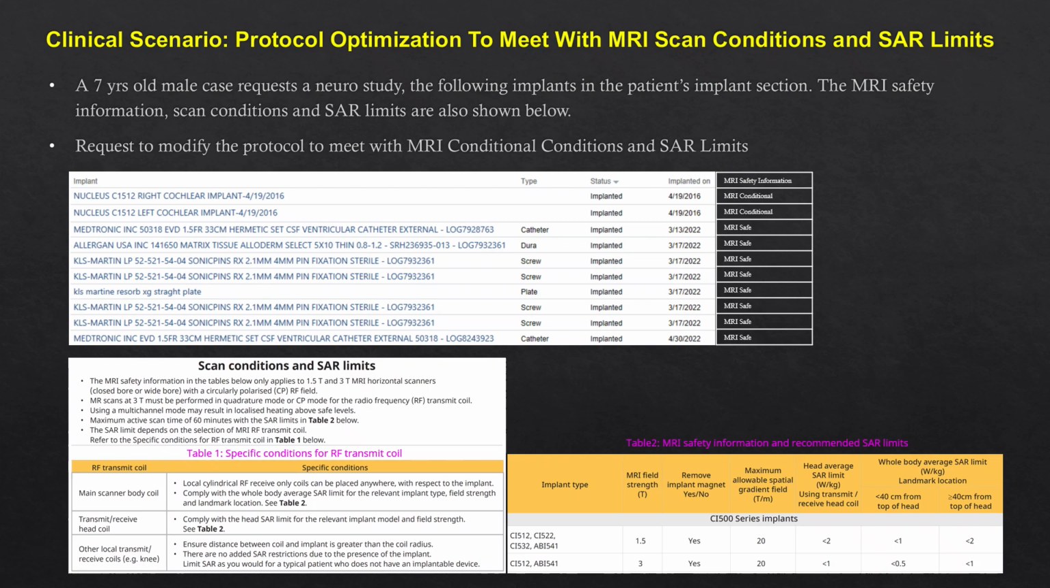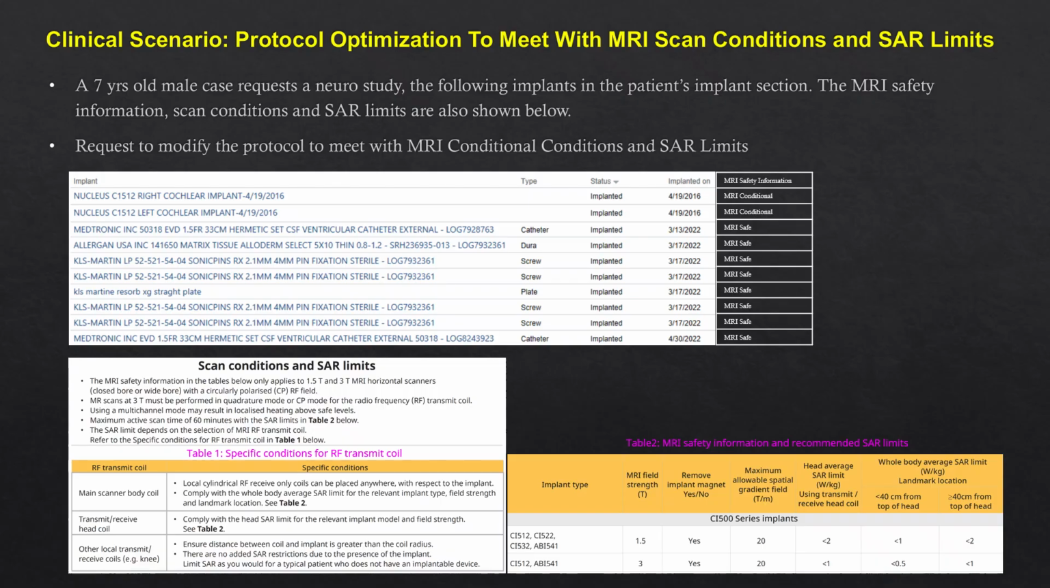According to the MRI safety documentation, the device is MRI conditional with specific scan conditions and a strict SAR limitation of less than 1 watt per kilogram. These constraints must be carefully respected to avoid device heating, malfunction, or patient injury.